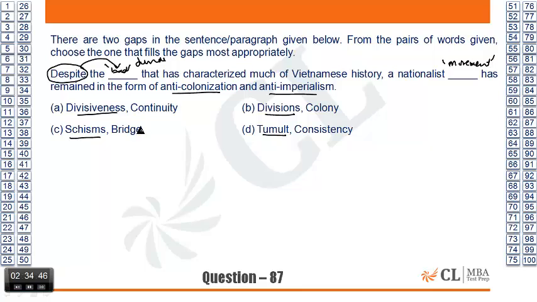Let's look at the second word. Nationalist movements, nationalist colony. Nationalist colony does make sense, no? Nationalist consistency, well, I've never heard such. That doesn't make sense. Nationalist bridge, nationalist continuity, movement continuity. Does this make sense? Divisiveness, okay. Despite the divisiveness that has characterized much of Vietnamese history, a nationalist continuity has remained in the form of anti. That makes sense.